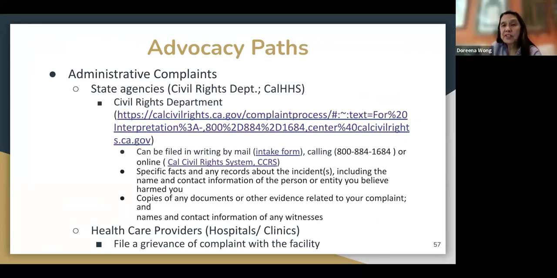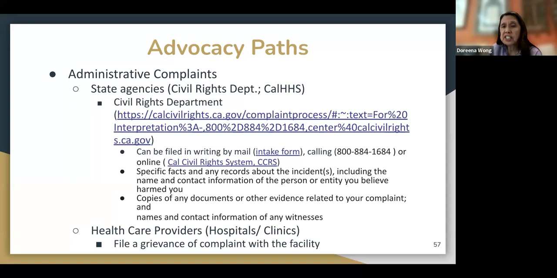But so I'm just going to go on to suggest some different advocacy strategies beyond the federal level, because there is a similar process at the state level where you can file administrative complaints. The primary enforcement agency for that government civil rights code that we mentioned, 11135, is the Civil Rights Department, where you can actually file a similar complaint. You can do it by mail using an intake form, call the number here on the slide, or online. Similar process to the federal OCR complaint process.